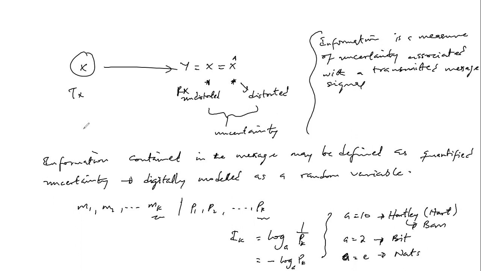So based on the definition of information as the measure of uncertainty associated with a transmitted message, and its mathematical formulation, we can define some properties. Since the information I is the same as log 1 over P sub K, let's consider base 2, so we will not have to write 2 all the time. When there is no uncertainty, say P sub K is 1, then the information will be 0. So there is no information gained when we are absolutely certain about the outcome of an event. If the receiver knows the message being transmitted, the amount of information carried is 0.